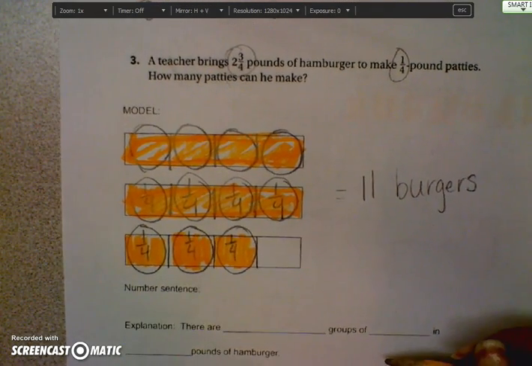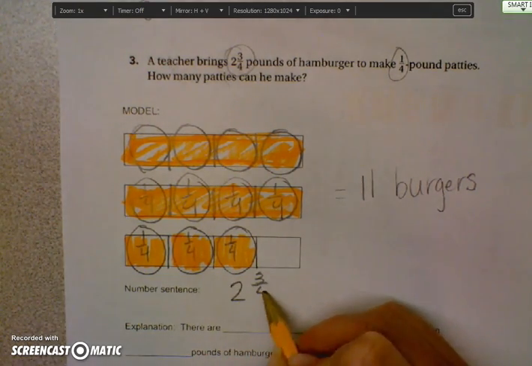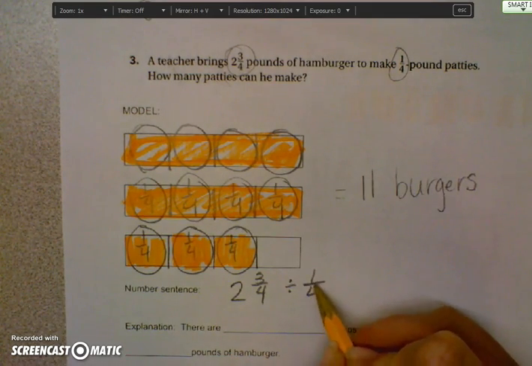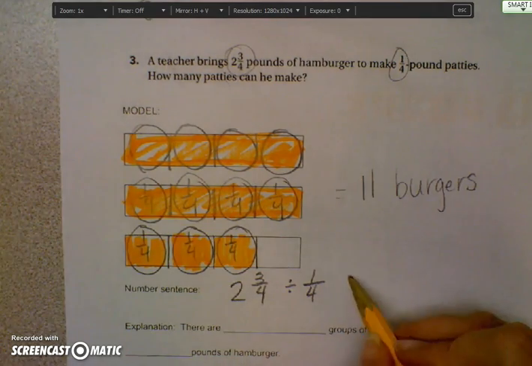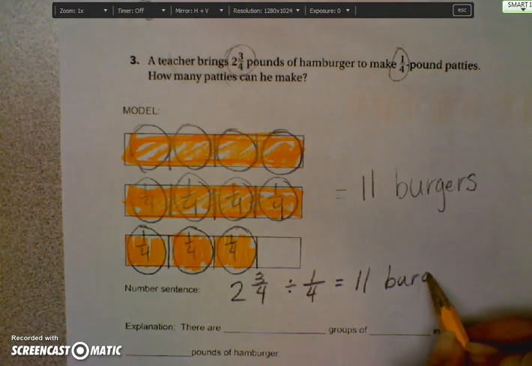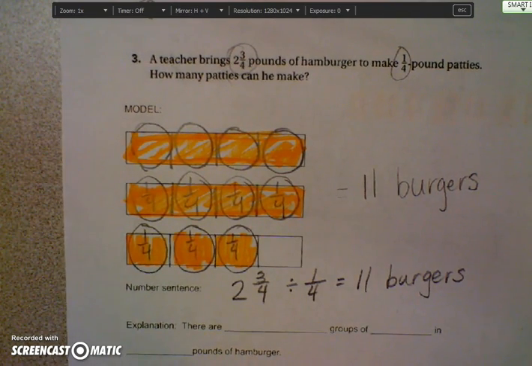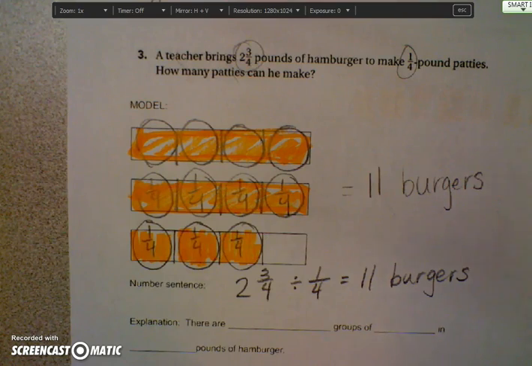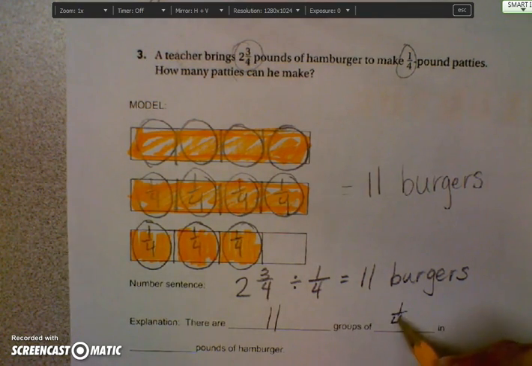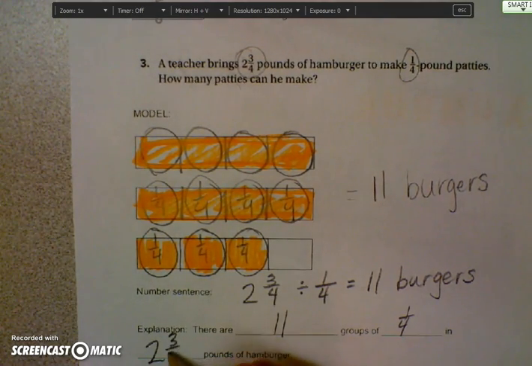So our number sentence should read 2 3/4 divided into 1/4 patties makes 11 burgers. So our sentence explanation should read, there are 11 groups of 1/4 in 2 3/4.